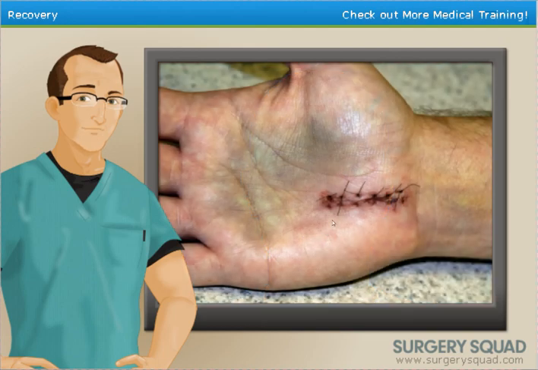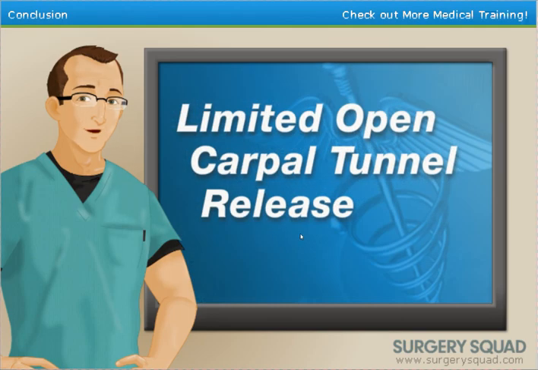About 2 weeks after surgery, we'll remove our patient's stitches, and he'll be gradually allowed to return to his normal routines in 4 to 6 weeks. And that's a limited open carpal tunnel release surgery.